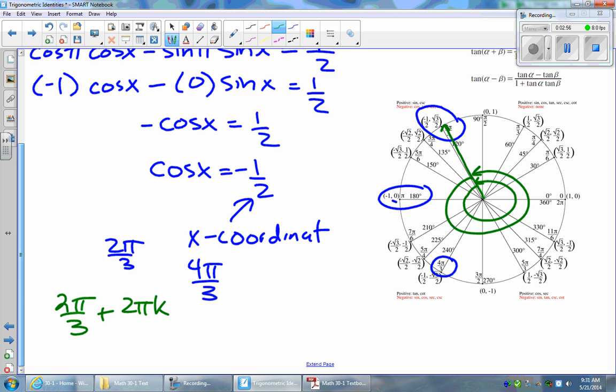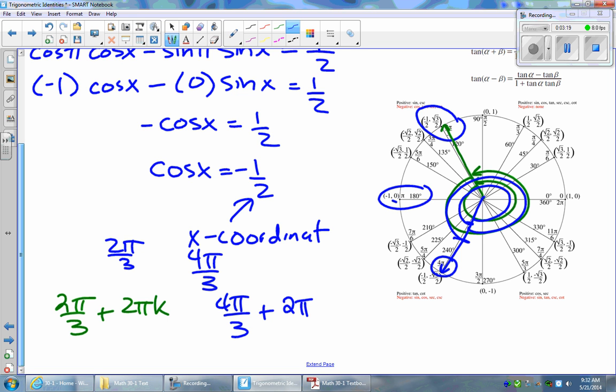And then we have the same thing with 4 pi over 3. This solution will repeat itself every 360 degrees. So it occurs here at first, but then it occurs again, and again, and again, over and over again, in the positive and negative direction. So to show that general solution, we have 4 pi over 3 plus multiples, so positive and negative multiples of 2 pi. And to show positive and negative values, we say that k is a member of the integers.